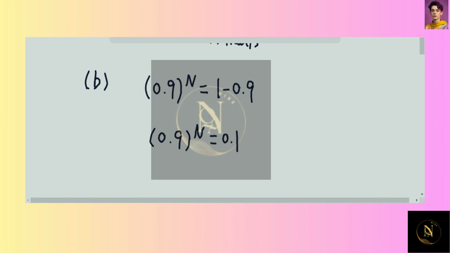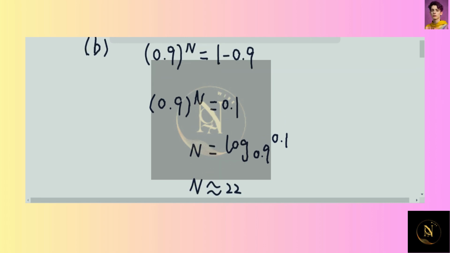And n here is the number of cycles. If we do some calculations here, we'll have n is equal to log base 0.9 of 0.1, which is about 22, which means that there are still 22 more cycles left before the vibration stops. Okay, and these are the answers for this question.